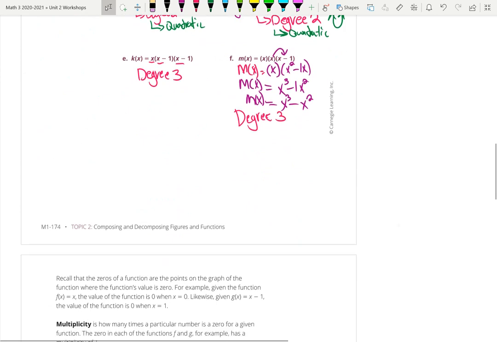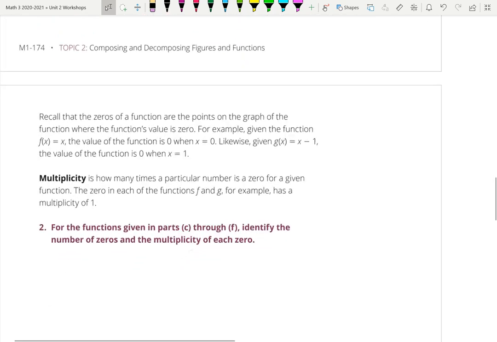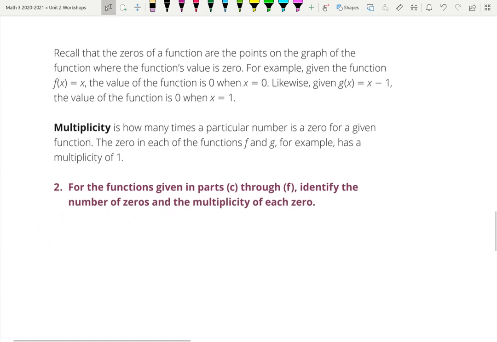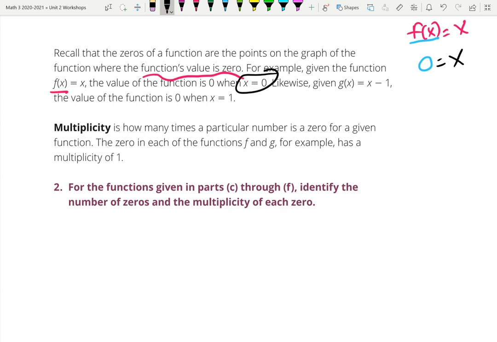Okay. So this next part is where this new term comes in. We're going to formalize it. You probably already experienced it, but the zeros of a function are the points on the graph of the function where the function's value is 0. For example, given the function f of x, the value of the function is 0 when x is 0. They're saying f of x is equal to x. We want to replace the whole thing with a 0. 0 equals x. Well, what number makes it true? The solution is x equals 0.